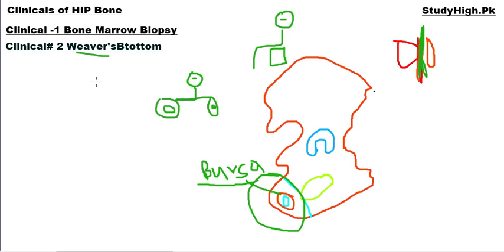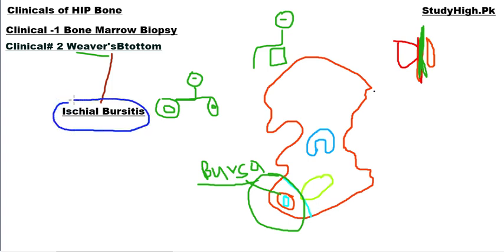So, what is Weaver's bottom? It is an inflammation of the ischial tuberosity bursa. It also has some other names. It is also called ischial bursitis. So this is also a second name of Weaver's bottom. If someone asks you in your viva questions in your medical college, what is Weaver's bottom, then you can say that it is also called ischial bursitis.